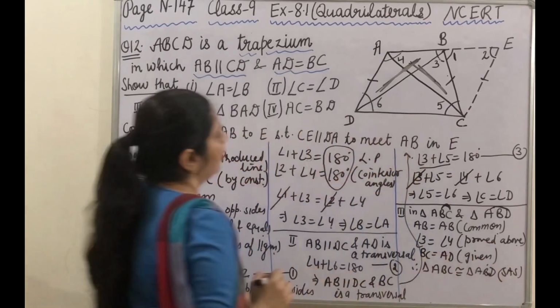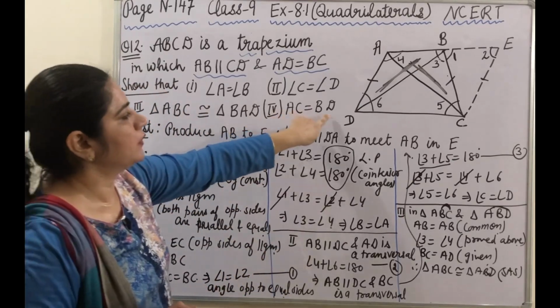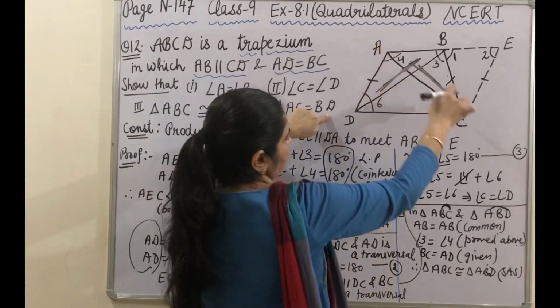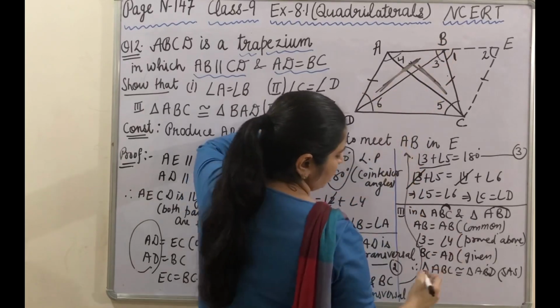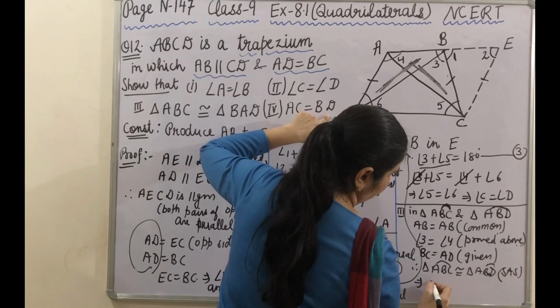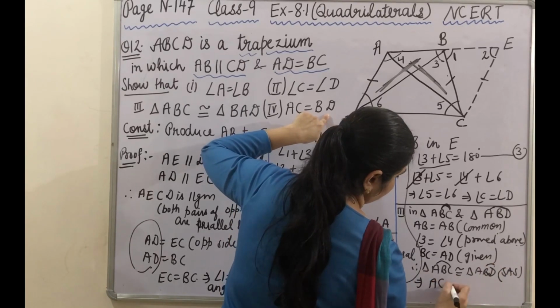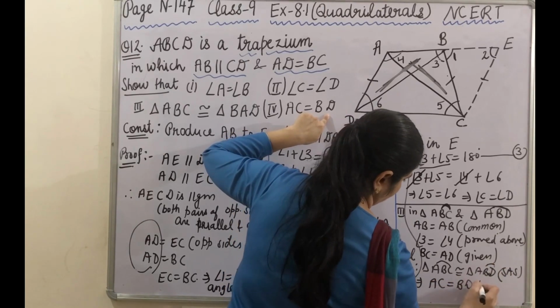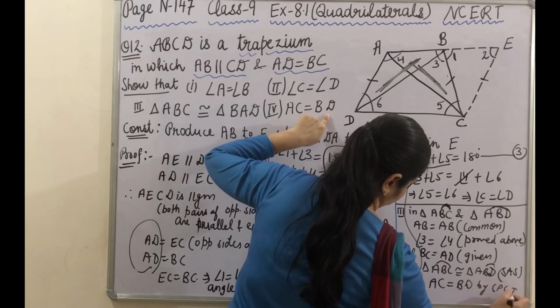Okay. Now in the fourth part we have to prove AC is equal to BD. This is the result of CPCT. AC is equal to BD. I can write AC is equal to BD by CPCT.